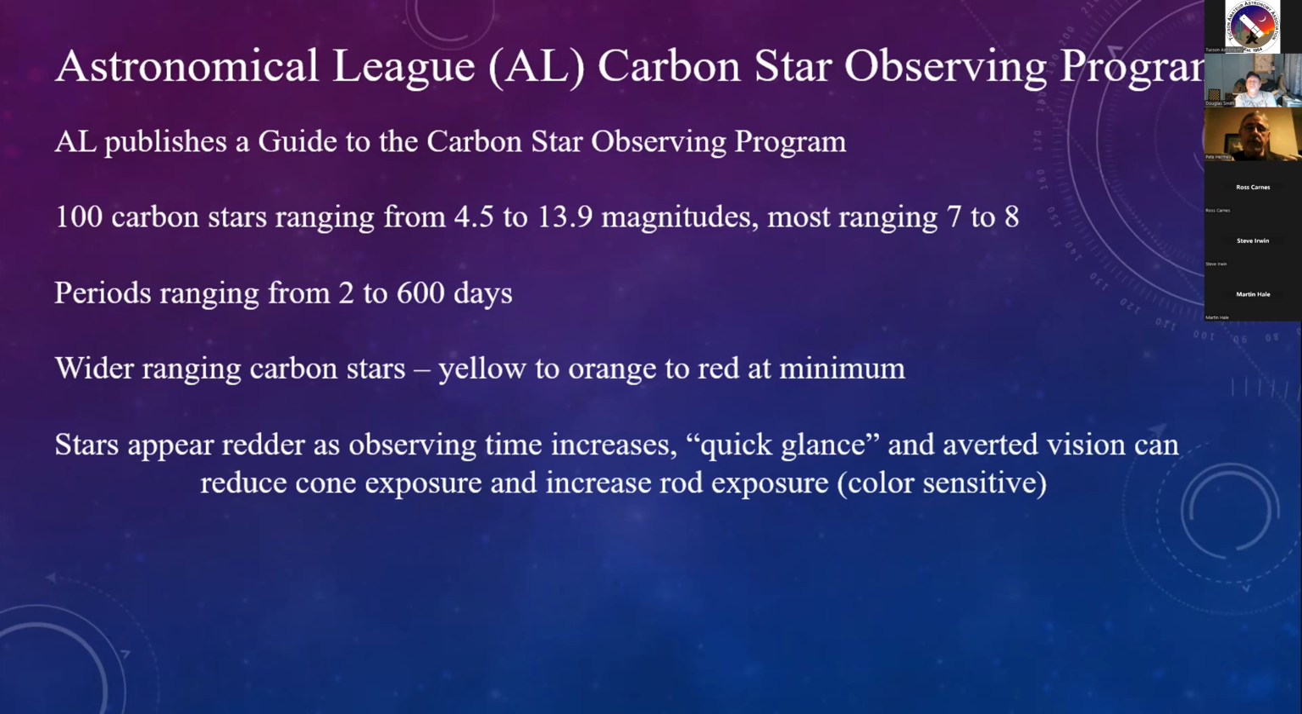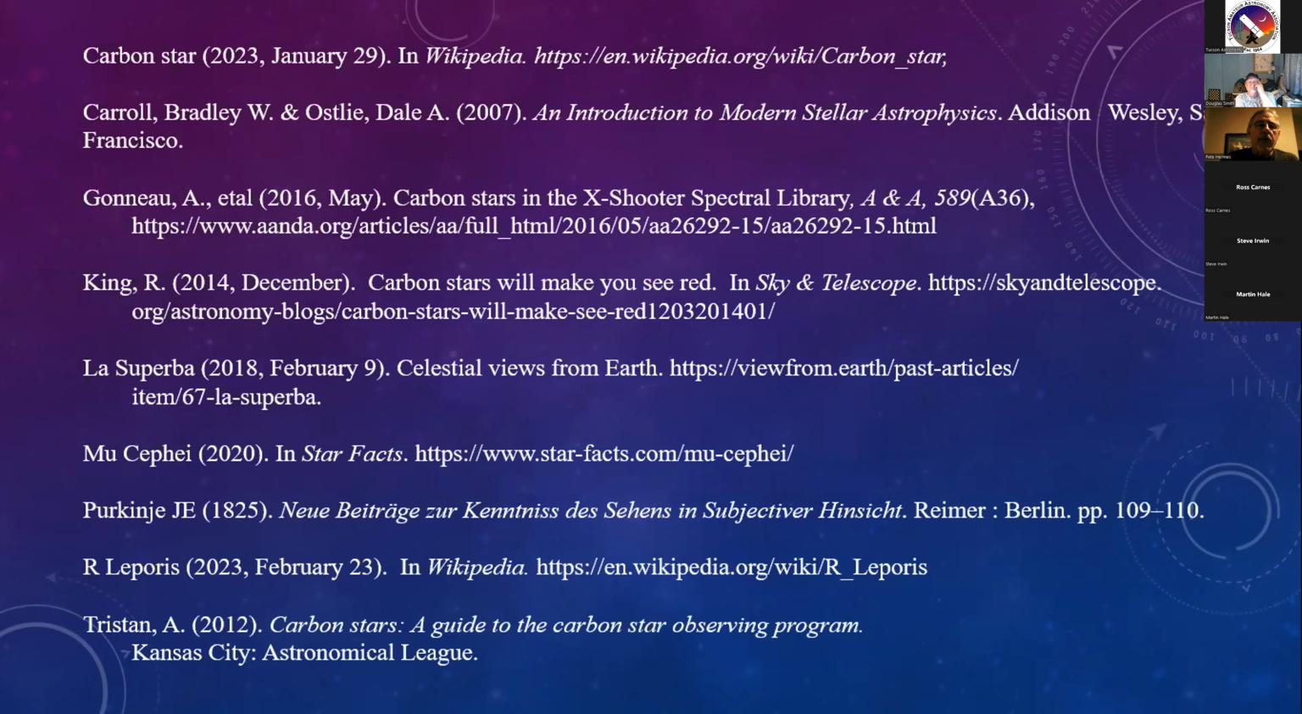Stars will appear redder as observing time increases. So sometimes, spend a little more time at the eyepiece, use averted vision, but avoid the light unless absolutely necessary. The quick glances are some of the other tricks that we all use to try to bring out a little bit of detail, especially color, with respect to some objects. Those are my references.